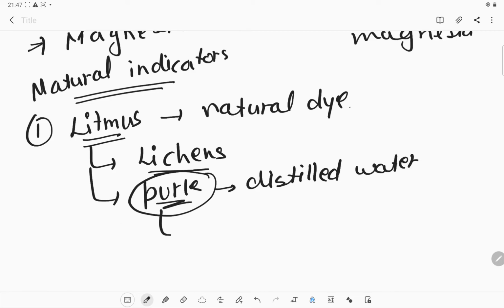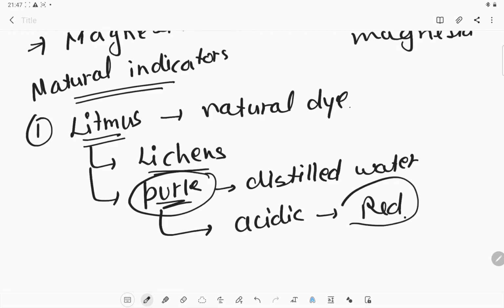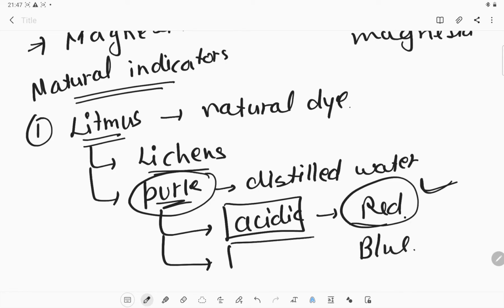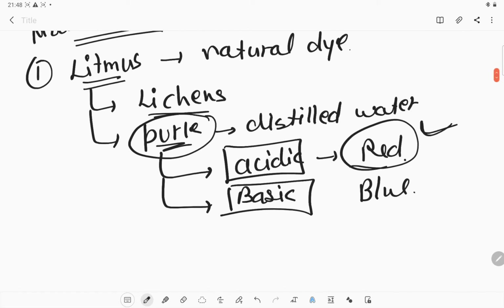Now if this solution is added to an acidic solution, it will give us a red color. If the solution becomes red, that means the solution which we have added is acidic in nature. If it shows a blue color, that means the solution is basic in nature. So that's how litmus indicates acid and base. Whenever it shows red, it is acidic. When litmus shows blue, it is basic.